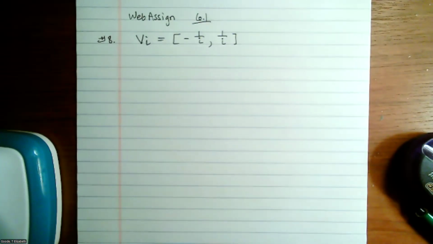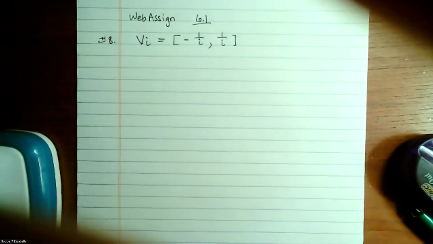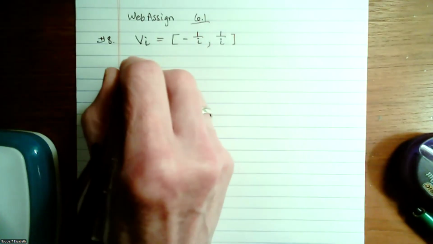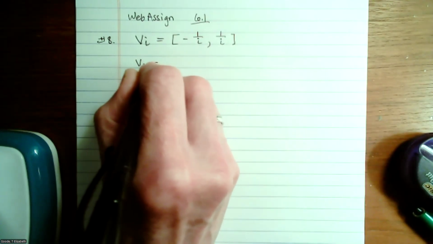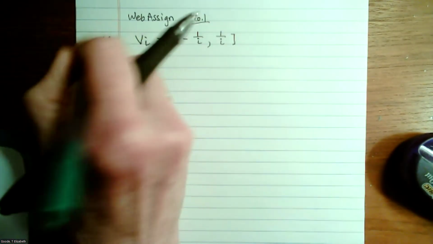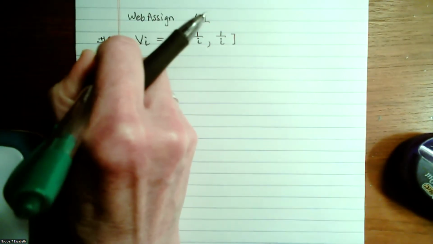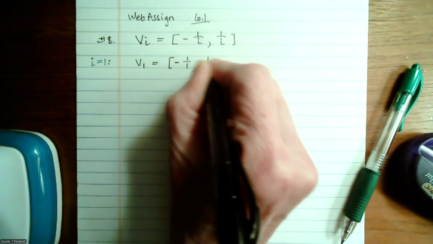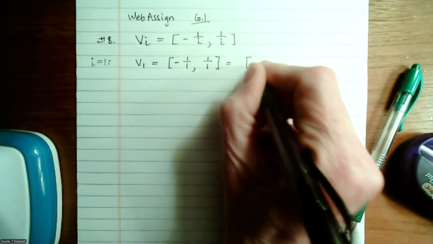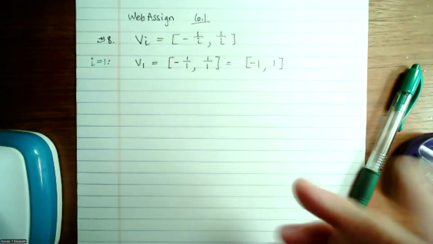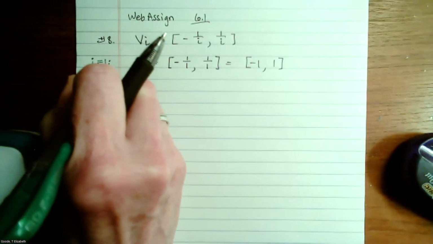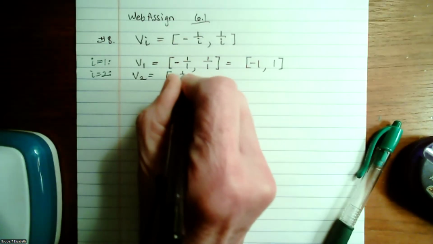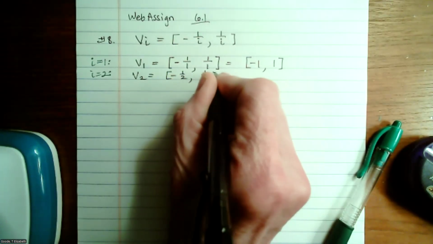Okay, good. So you know what these sets look like. Let's just take a look. What is V sub one, for example, when i is one? When i is 1, it's negative 1 over 1 to 1 over 1, all inclusive, which is really just the closed interval from negative one to one, right? And when i equals two, what is V sub two? It is negative 1 over 2 to 1 over 2, all inclusive.